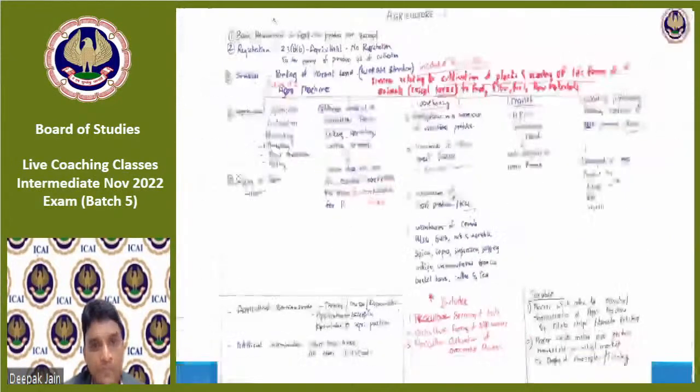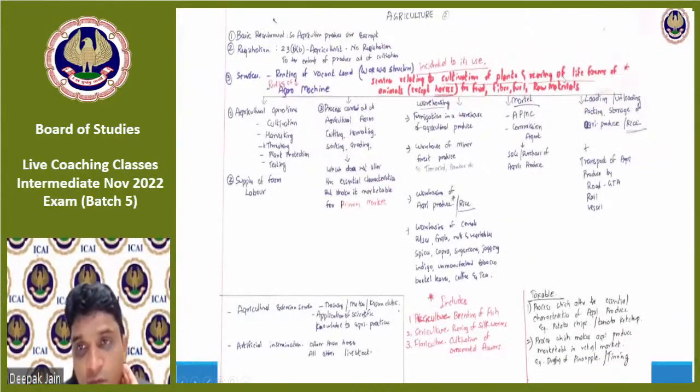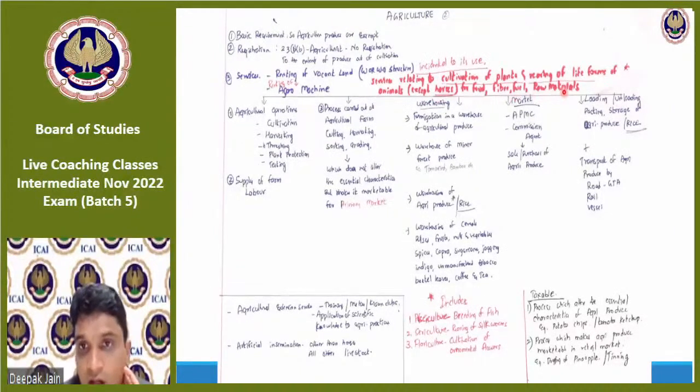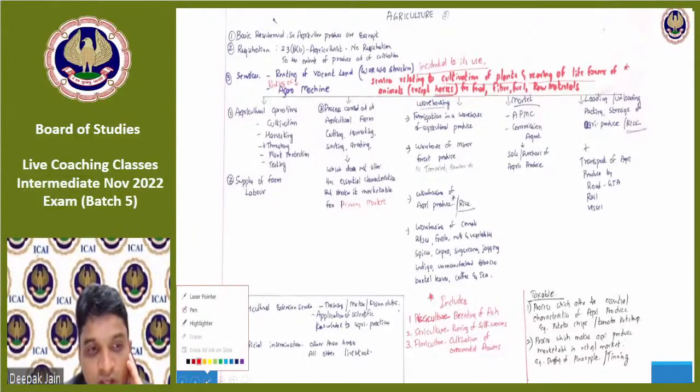Okay. Services relating to cultivation of plants or rearing of life form of animals, except horses, for food, fiber, fuel and raw materials. तो इसमें क्या क्या कवर्ड है? आपने देखा कि सर्विसेज रिलेटिंग टू कल्टीवेशन ऑफ प्लांट्स एंड रेयरिंग ऑफ लाइफ फॉर्म ऑफ एनिमल्स फॉर फूड, फाइबर एंड फ्यूल एंड रॉ मटेरियल्स है. नाउ व्हाट डज ऑल इट कवर्स? इट आल्सो इंक्लूड्स पिसिकल्चर, which means breeding of fish हो गया.